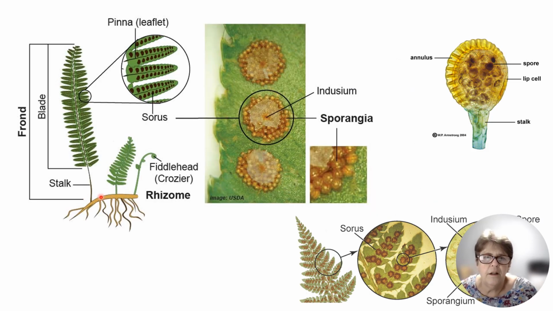So again, the stalk or petiole, the blade, the whole thing is the frond. Here's the sori underneath. And here you can see the sporangia all underneath in the sori, and up close, each one of these is a sporangium. And then right here is the sporangia up close, and this will pop open and the spores will be released.